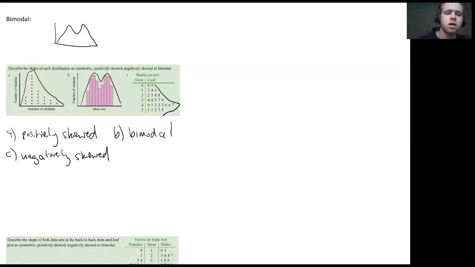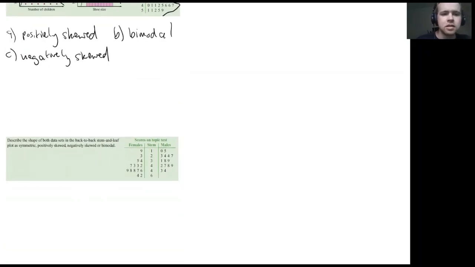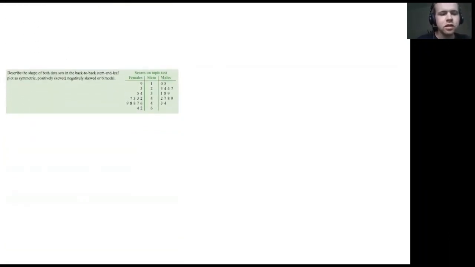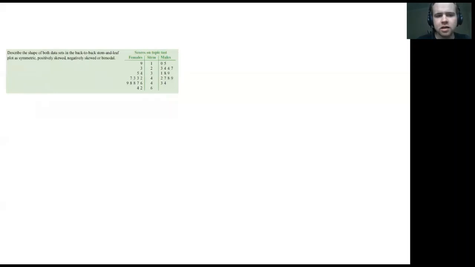Okay, let's go to this last example here. Describe the shape of both data sets. Here, we're looking at a stem and leaf plot that is back to back. That is, we've got two separate data sets being described on the one stem and leaf plot. You've got females and all the data to do with females, and you've got males, but they're all linked to the stems in the middle.